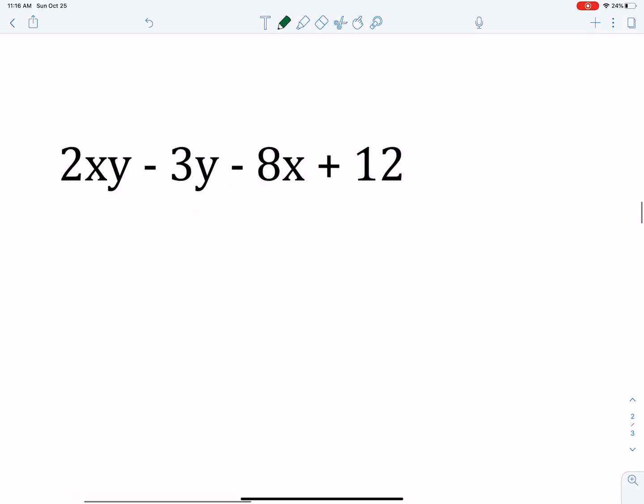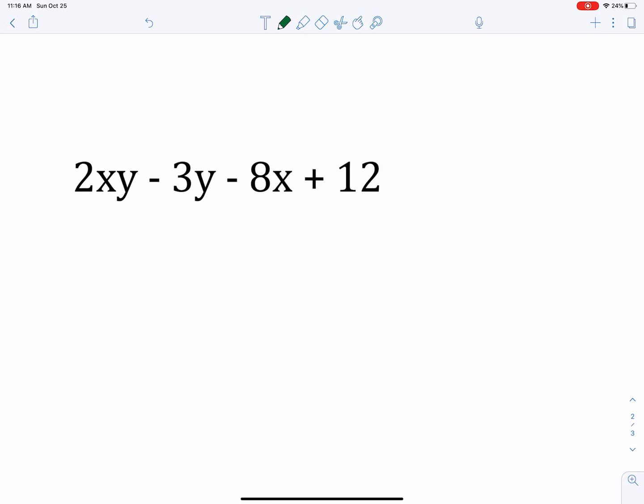Here we have 2xy minus 3y minus 8x plus 12. So looking at these, there's nothing that all the terms are divisible by. So we're going to try factoring by grouping. From the first group here, 2xy minus 3y, it looks like we could factor out a y from both of those. So we're going to divide those both by y. 2xy divided by y is 2x. Minus 3y divided by y is minus 3.